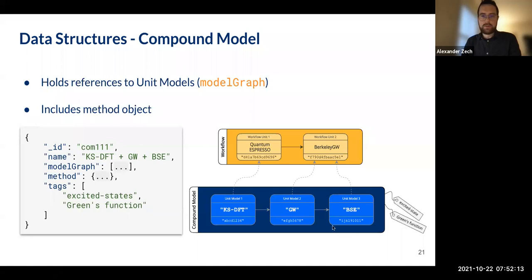So the model graph, you can see here, pictorial definition. This will be an example where we first run conjugate DFT and then use the results to run a GW, and then finally solve the Bethe-Salpeter equation. And so we have this directed acyclic graph of unit models that is represented in the model graph, but the model graph also holds information about the workflow units. So what program was, for example, executed in order to run the unit model. And so this would go back to what I mentioned earlier, that we can use different software implementations for one compound model.